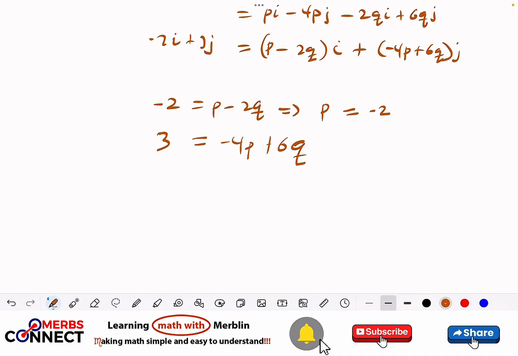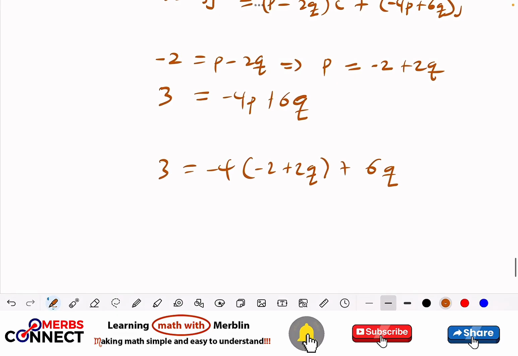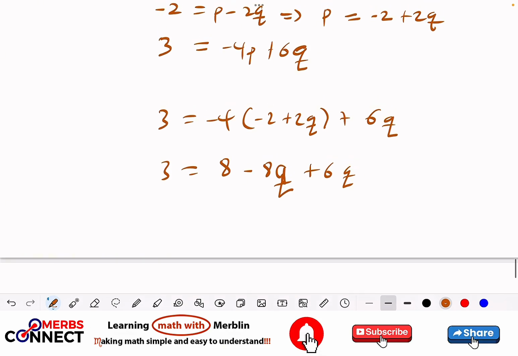So P is the same as minus 2 plus 2Q. Let's plug this inside this and have 3 is equal to minus 4 times minus 2 plus 2Q, plus 6Q. This is 8 minus 8Q plus 6Q. So 3 minus 8 will be minus 5, right? Yes, this one will be minus 5, and this one will be minus 2Q. So Q should be the same as 5 divided by 2.